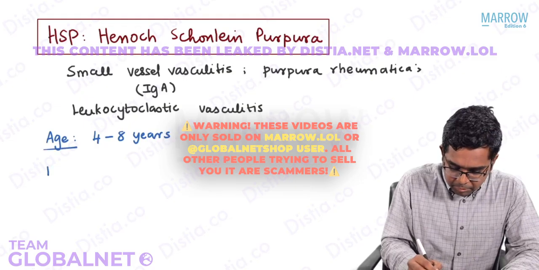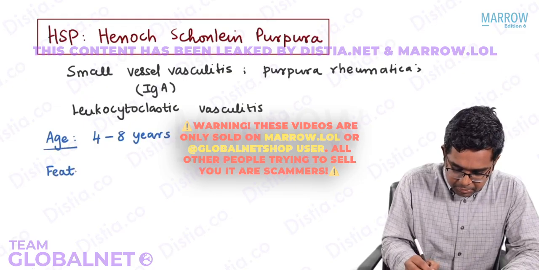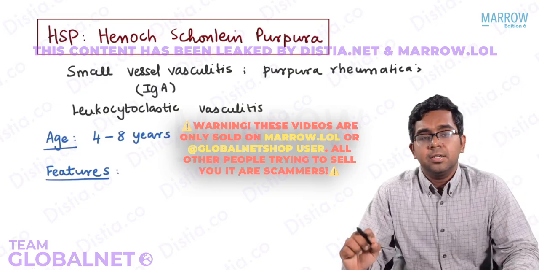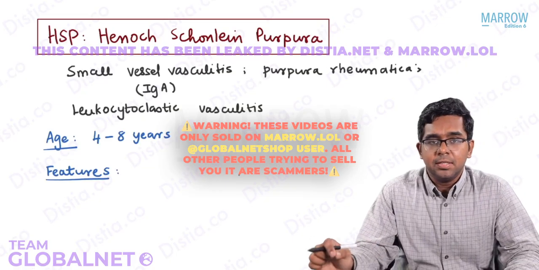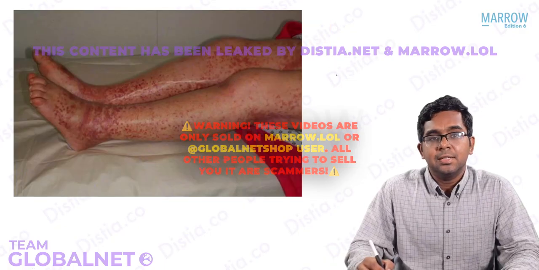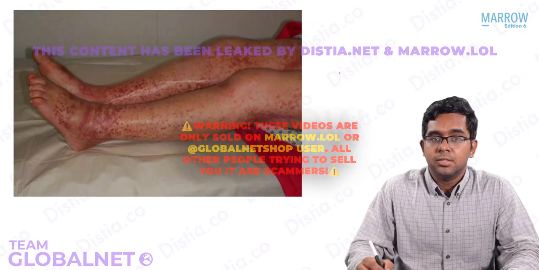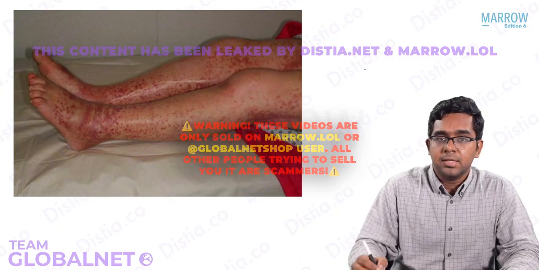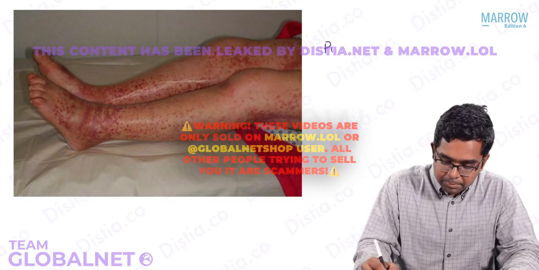Let us see about the important features of this particular condition. The most important feature is what you are going to see in this picture. You can notice that the lower limb of this child is shown and you can see those bleeding spots over the skin. What are they called? They are called purpura.